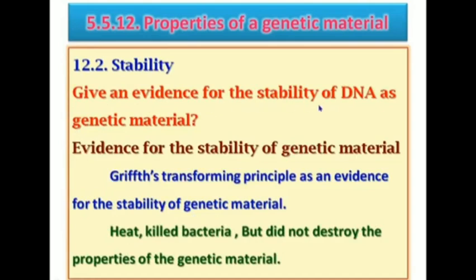So what are the evidences for the stability of DNA as genetic material? This was clearly given by Griffith's transforming principle. Griffith's transforming principle gives evidence for the stability of genetic material. Heat, which killed the bacteria, did not destroy some of the properties of genetic material. Heat can kill bacteria, but it cannot destroy the properties of the genetic material. So, DNA is a stable genetic material.